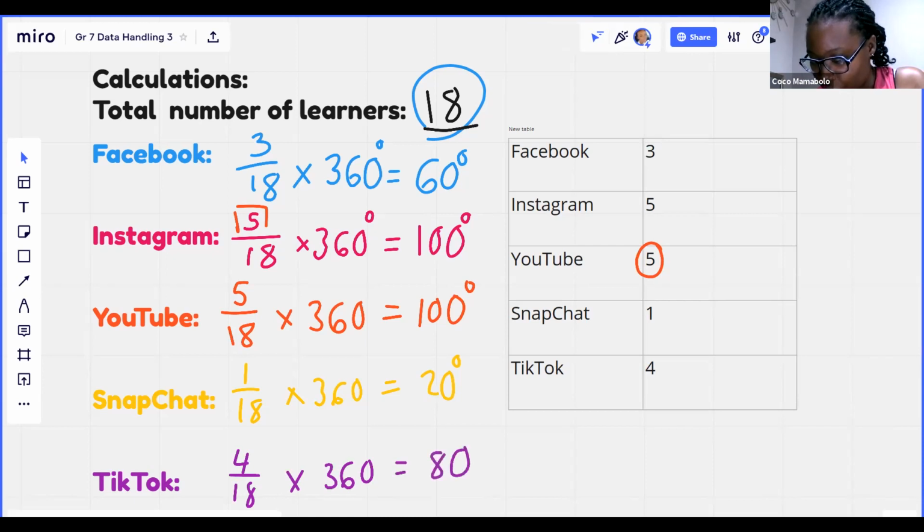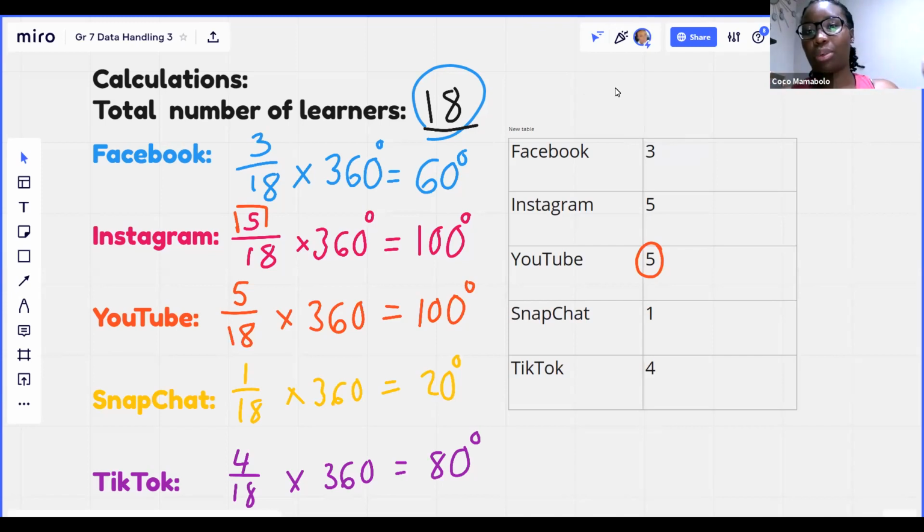Awesome. Now we just have to do a quick check to make sure our degrees actually balance out. So we're going to get 100 plus 100, that's 200, plus 80, that's 280, plus 20, that's 300, plus 60, yes, 360. Everybody agree? Emojis, thumbs up, thumbs down. Everybody understand where we're going? Have we all got it? Awesome stuff. I'm seeing some great emojis in the chat.